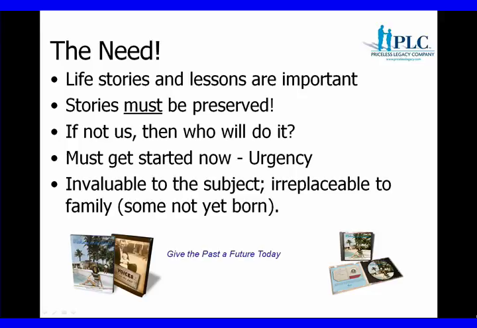This sort of high adrenaline approach is a differentiator, and it will resonate with the audiences you talk to, especially when you get them thinking about their own families and their own circumstances. Another thing I like to say is that we're invaluable to the subject and absolutely irreplaceable to the family. And in fact, we define the family, of course, as people who are not yet born.